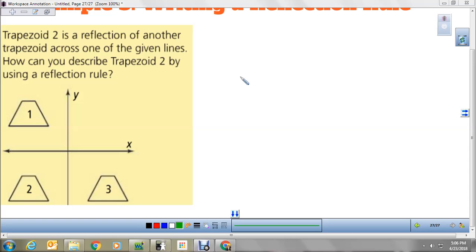So what would be the rule that we'd use? Well, it would be that the reflection across the y-axis of trapezoid 3 will equal trapezoid 2. So that means we reflect it over this line and everything would match up correctly.